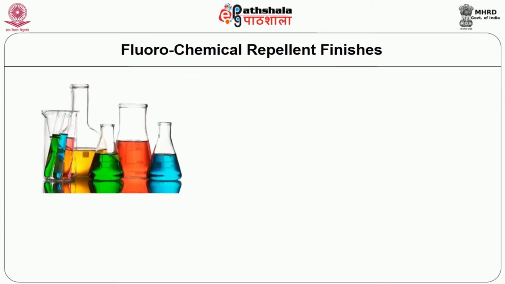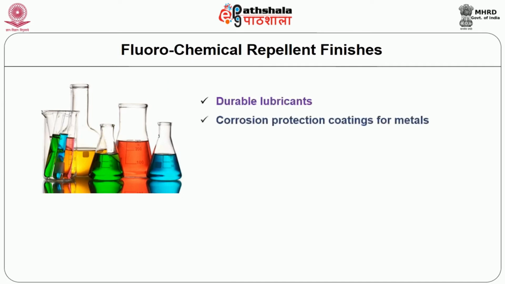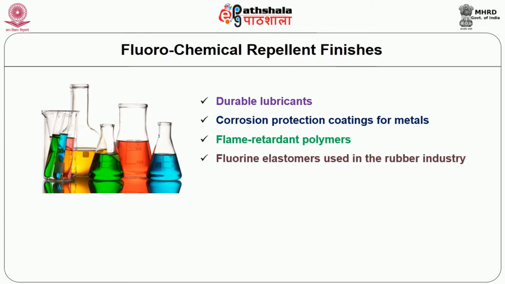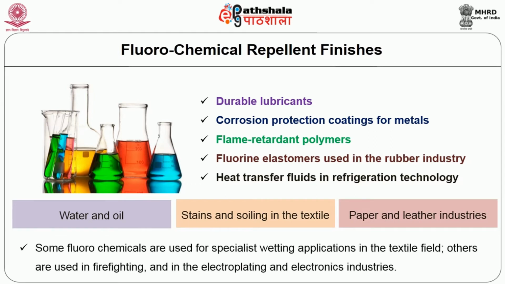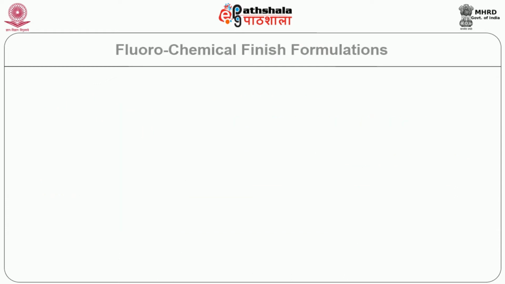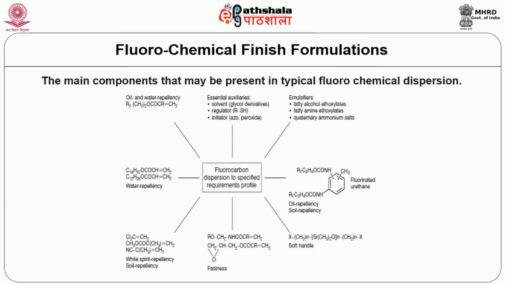Fluorochemicals are used in many fields, for example as durable lubricants, corrosion protection coatings for metals, flame retardant polymers, fluorine elastomers used in the rubber industry and heat transfer fluids in refrigeration technology. They are widely used as protective agents against water and oil, stains and soiling in the textile, paper and leather industries. Some fluorochemicals are used for specialist wetting applications in the textile fleets. Others are used in firefighting and in electroplating and electronics industries. The first one under fluorochemicals is fluorochemical finish formulations.